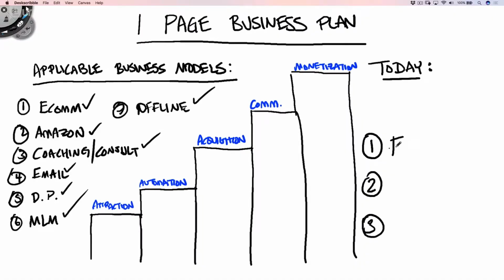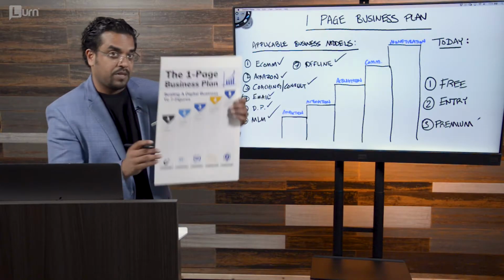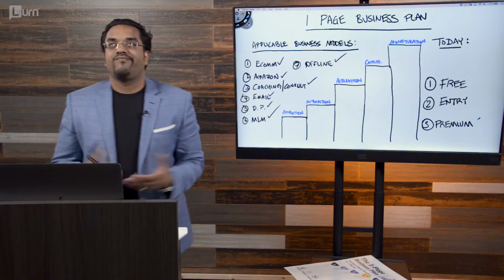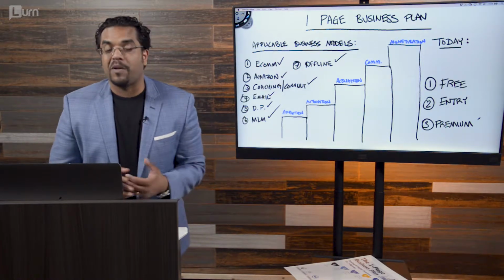We're going to talk about the concept of free and how powerful it can be. Number 2 says right here, entry. We're going to talk about entry and what that means in a business and why entry is so important. And number 3 talks about premium. These are truly the 3 spokes of the spoke.